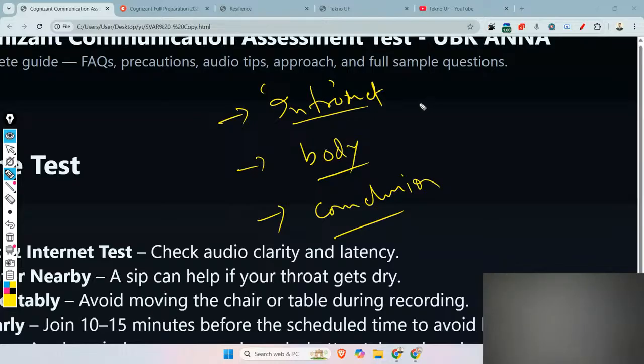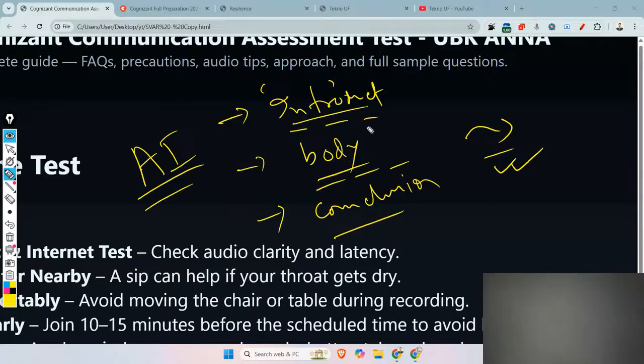Also, I suggest that the headings should be like this: introduction, body, conclusion, because AI will scrutinize your answer, and if AI identifies that you have included three paragraphs with the introduction, body, and conclusion, it will itself mark it as good. And if there is some error in the introduction or the conclusion, then it will also impact badly.